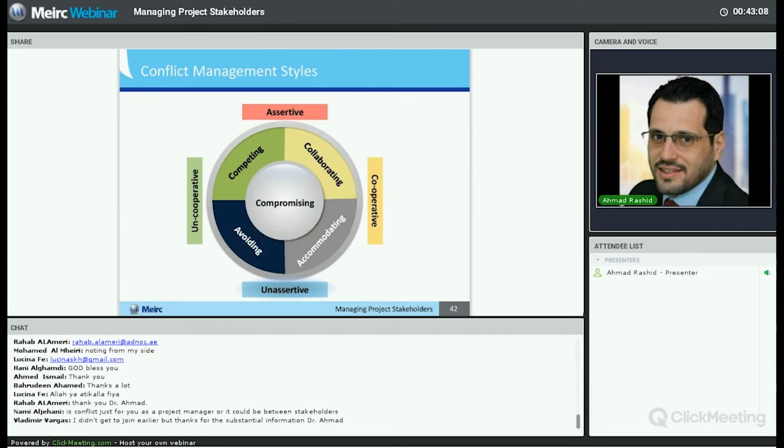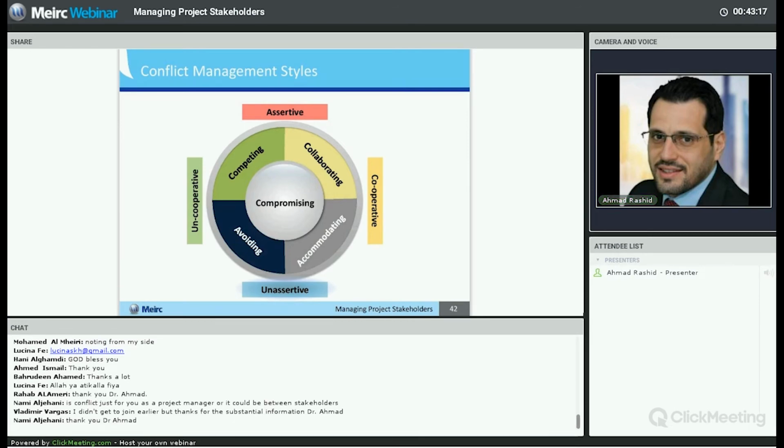Nami, definitely the conflict is not because you are a project manager. The conflict can be between you and any stakeholder. It can be between project managers and project stakeholders, or between stakeholders among themselves. So that's why the conflict management styles can be used at different levels.